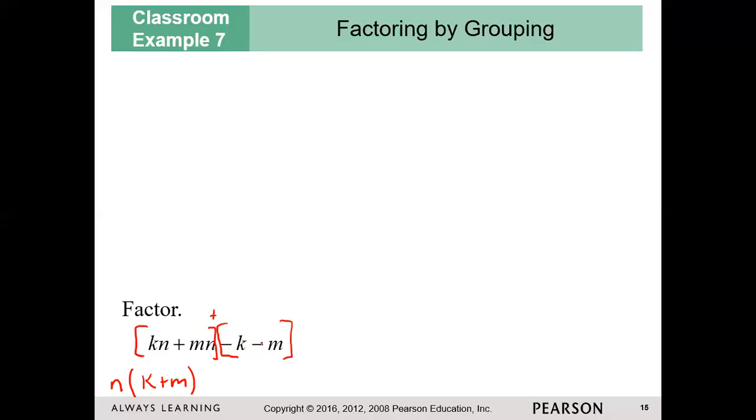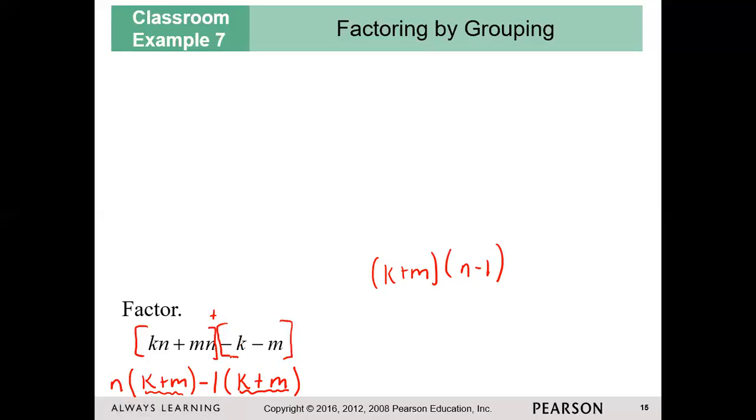Factoring out a negative 1 is going to be the key here, because both of these are negatives, but I need them both to be positive. So I am going to factor out a negative 1 from here, and that will leave me with positive k plus m. And now we have the exact same binomial in both sets of parentheses. So that will represent my GCF. And I have my leftovers of n minus 1.